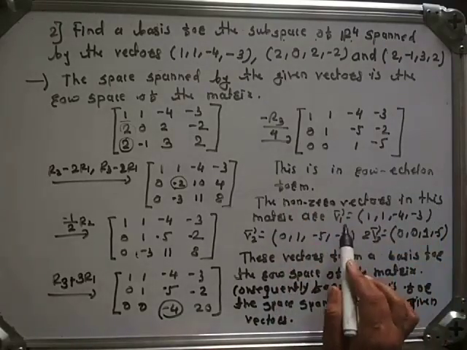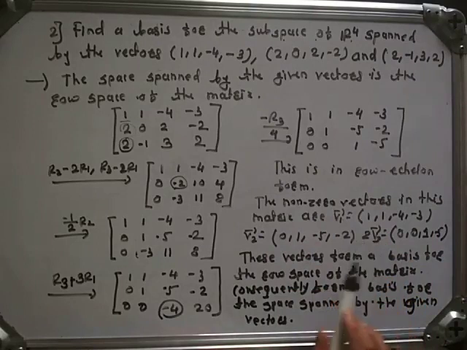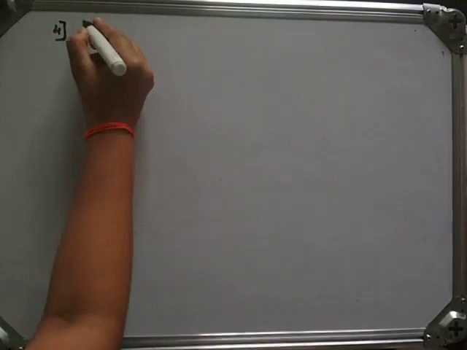These non-zero vectors v1 bar, v2 bar, and v3 bar form a basis for the row space of the matrix A. Consequently, they form a basis for the space spanned by the given vectors. Let us take the next example.